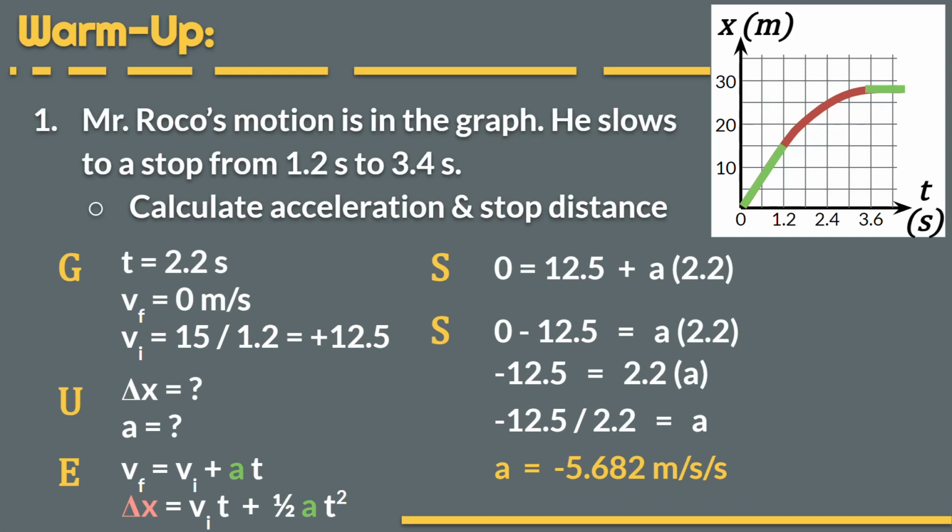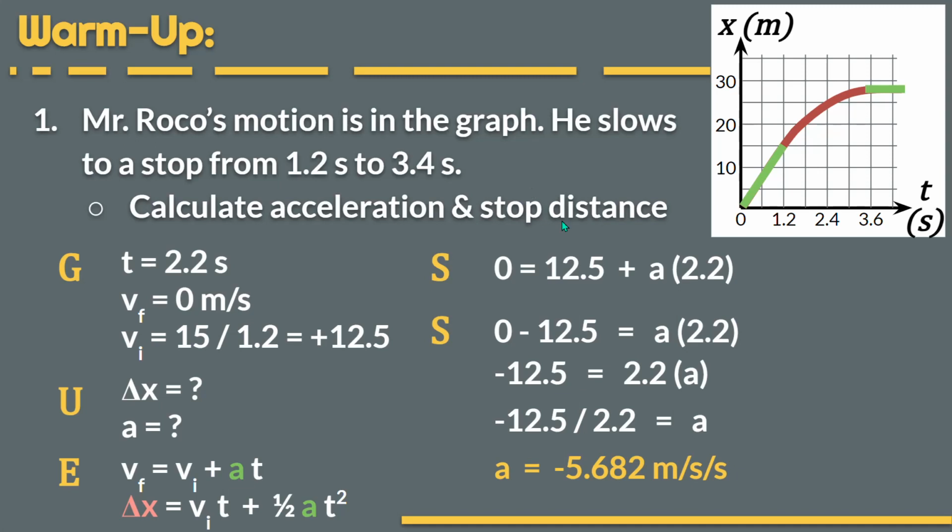So that would be the rate of acceleration over this time period represented by the red curve: negative 5.682 meters per second squared. Again, you should be putting this in My Open Math. All right, so that's the first part.